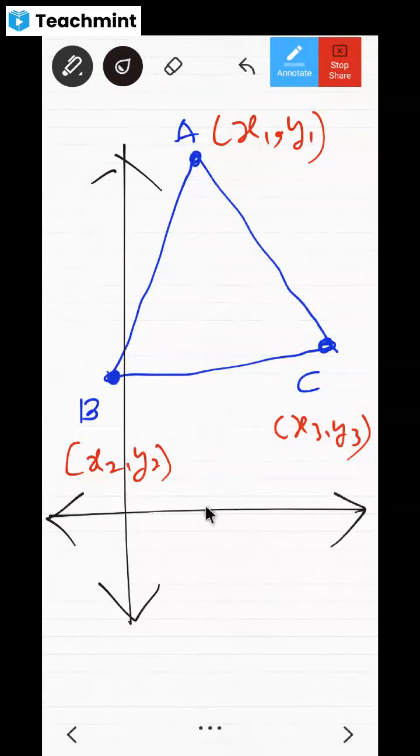1 by 2 bracket x1 bracket y2 minus y3. Put the small bracket because I'm going to use the bottom space also. Half bracket x1 into y2 minus y3, plus x2 bracket y3 minus y1, plus x3 bracket y1 minus y2. So this is the area of the triangle. Now you have to close the bracket. See, this is very simple. Half into base into height it comes, so that's why I have written half in bracket.